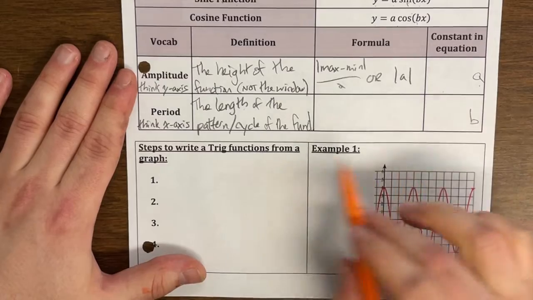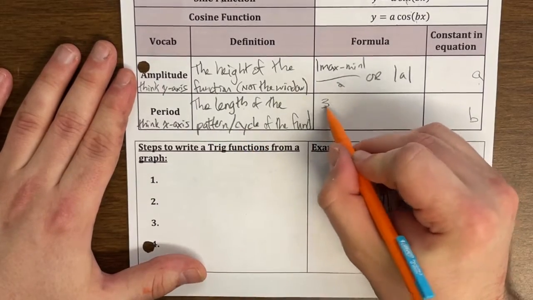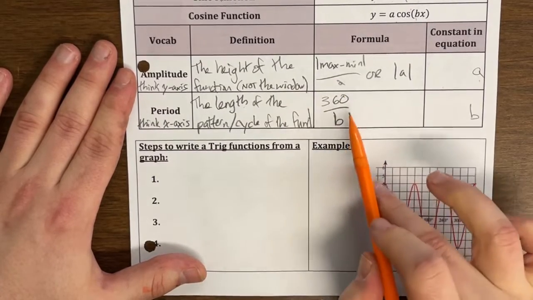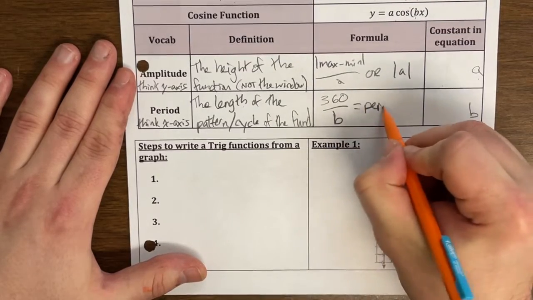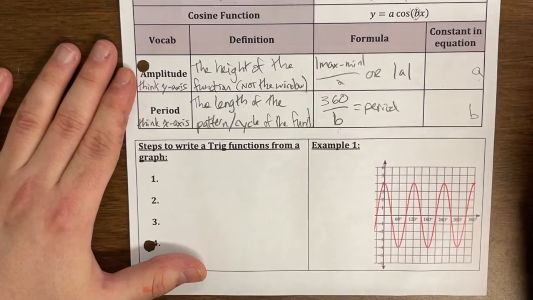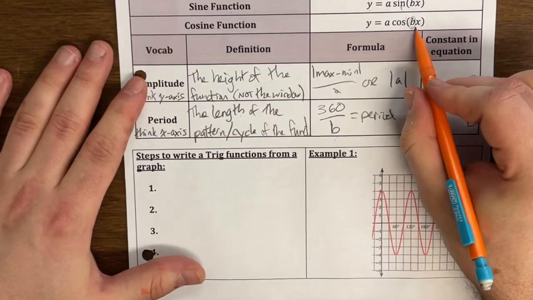So, how do we get that? Well, gotta be careful. We're going to take 360, so 360 divided by B. That's going to be how we find our period. So this equals period. However, again, what is B? Again, it's referring to that coefficient of the variable x in our equation of our function.